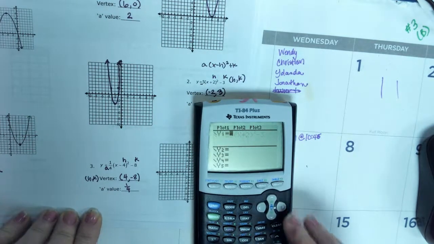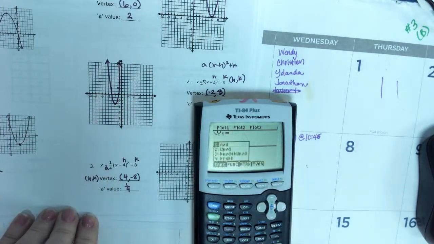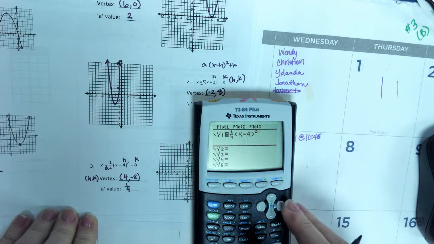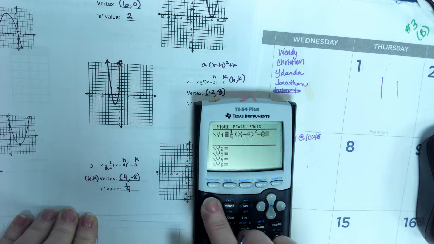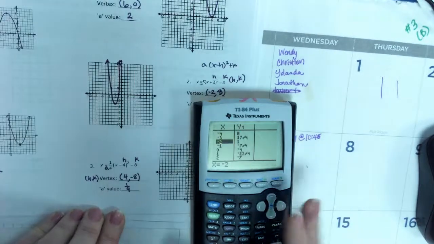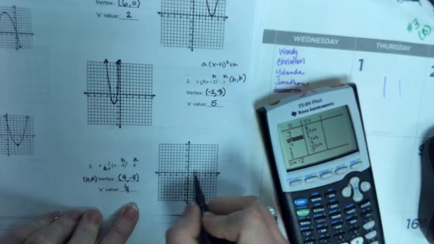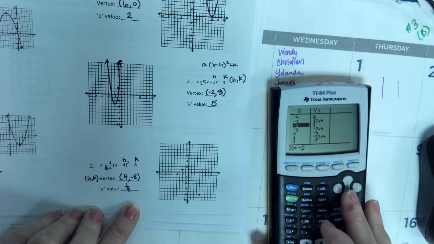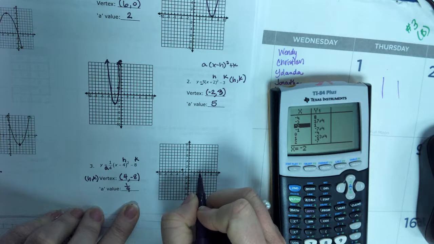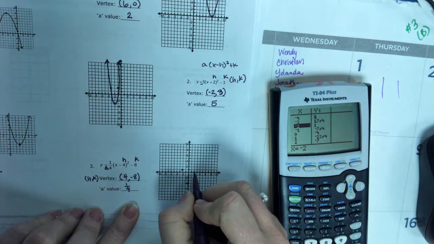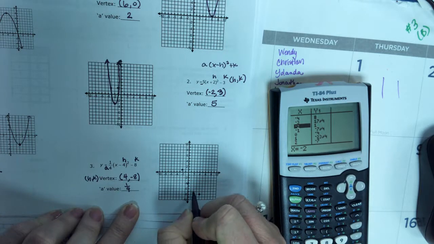I'll go back on my calculator to enter this new equation. 1 over 4 times x minus 4 squared minus 8. I'll go to the table. Okay, so I know I can plot the negative 2. So negative 2, 1. And I can do 0. So 0, negative 4. And I can do 2, negative 7.